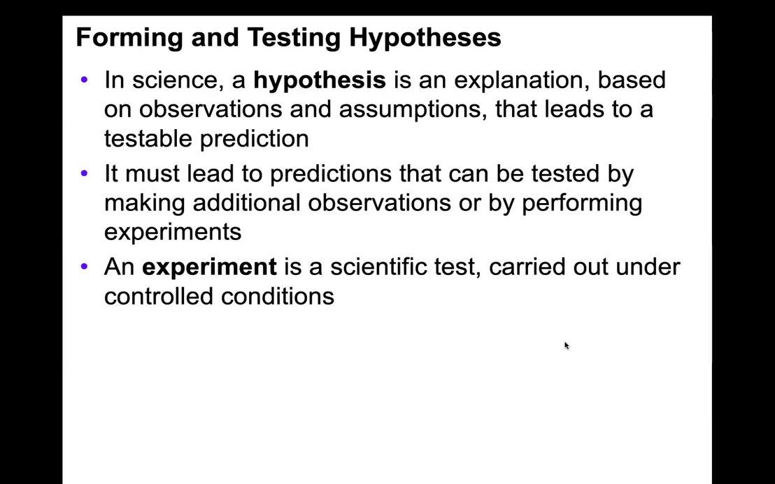In science, a hypothesis is an explanation based on observations and assumptions that leads to a testable prediction. It must lead to predictions that can be tested by making additional observations or performing experiments. And an experiment is a scientific test that is carried out under controlled conditions. What we mean by controlled conditions is that you're accounting for all variables, and you also have controls in place to make sure that the tests or the recording methods that you're using are working accurately.